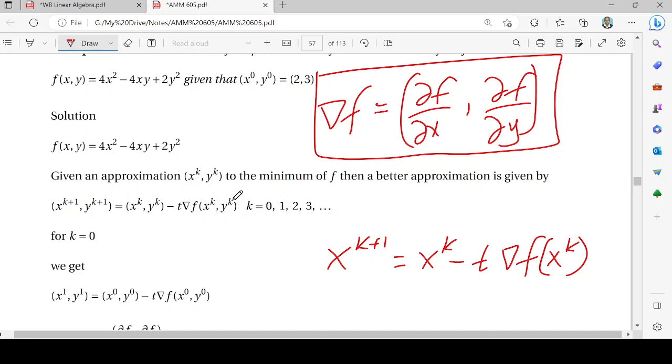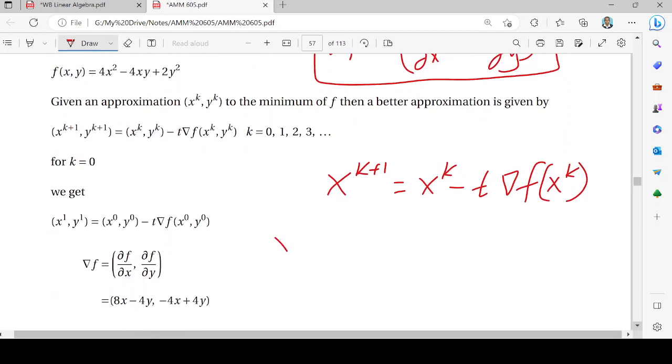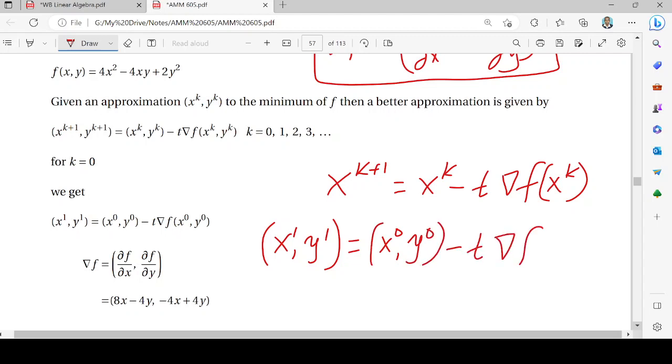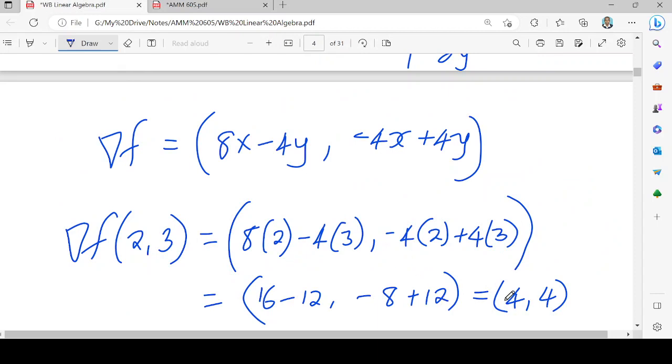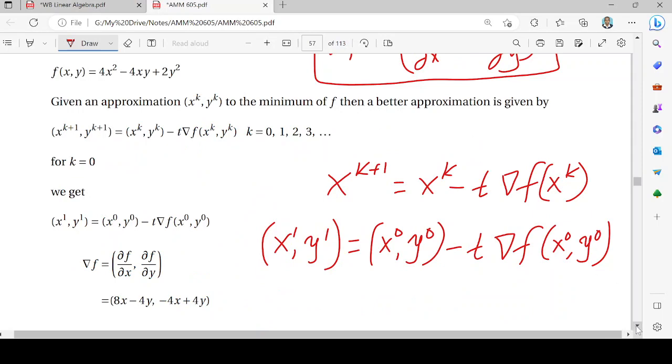If we put k is 0, then we shall get (x_1, y_1) equals (x_0, y_0) minus t times the gradient evaluated at (x_0, y_0). And we know that we have worked out this quantity here and obtained (4, 4). So we can substitute that value.